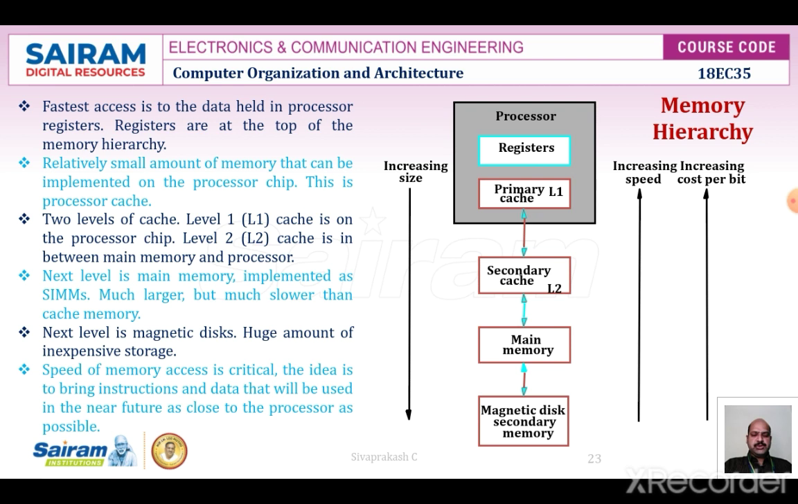The next level is the main memory, which is implemented as SIMMs, much larger but slower than the cache memory. Then the next is the magnetic disk secondary memory, which is a huge amount of inexpensive storage. So usually the speed of memory access is critical. The idea is to bring the instructions and data that will be used in the near future as close to the processor as possible, so that the speed may be increased, though the cost per bit increases and the size is reduced.